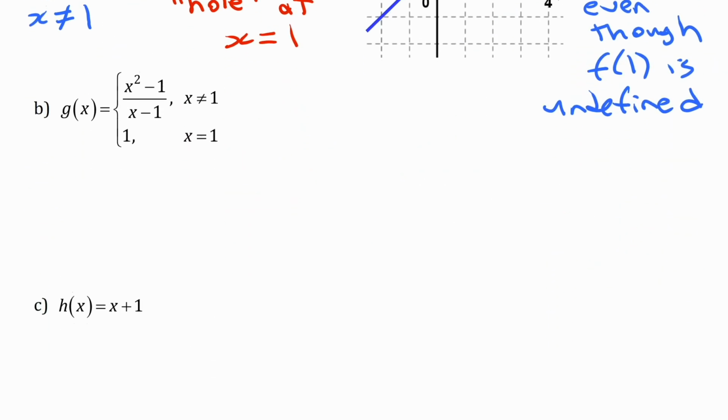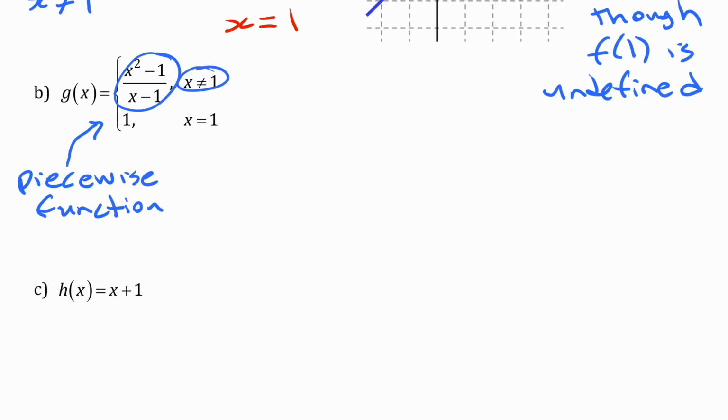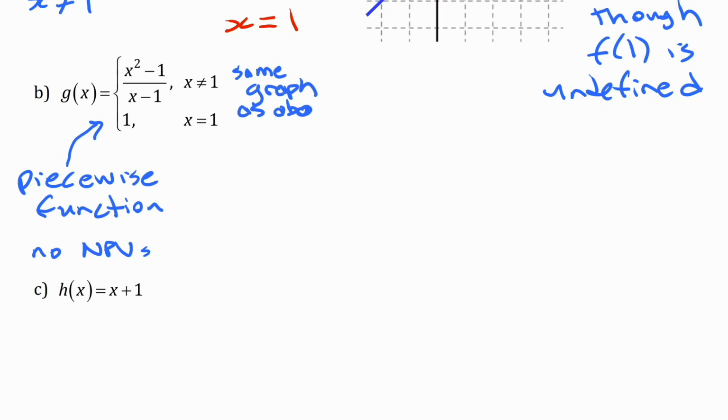And we'll look now at a related but different function, and that is this one here, which is a piecewise function, in that it has this piece that applies for that part of the domain, and this piece for that part of the domain. Because the first piece applies everywhere except 1, and the second piece applies at 1, there are no non-permissible values for this function. And the first part of this graph is just the same as what we had above.